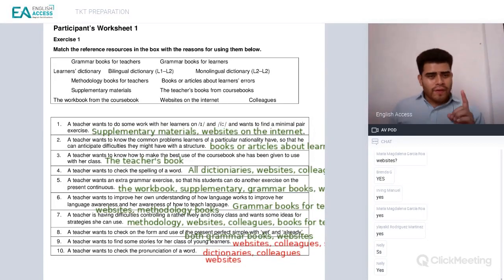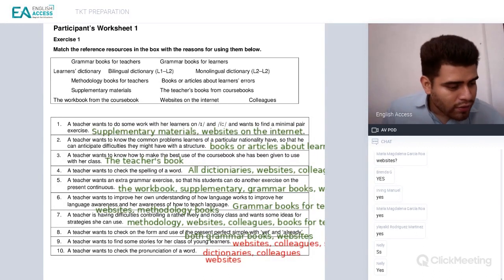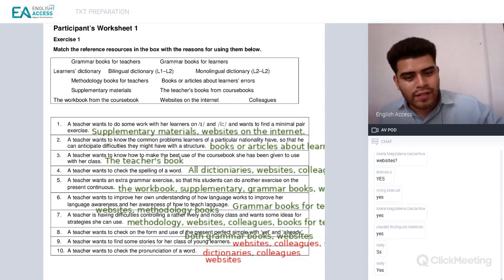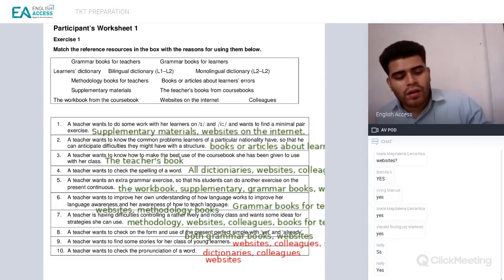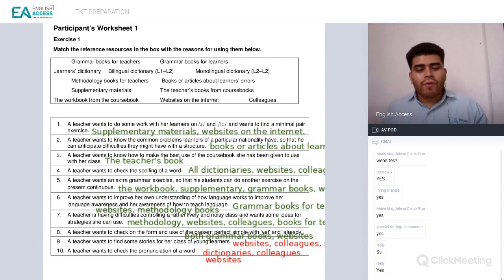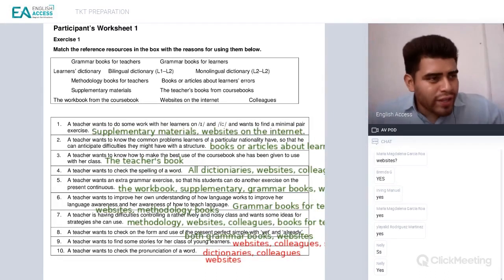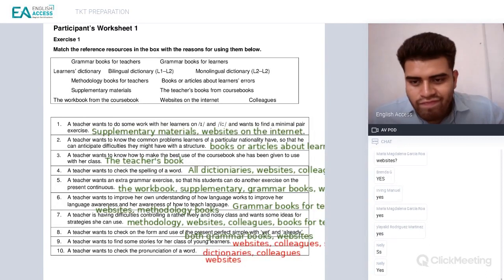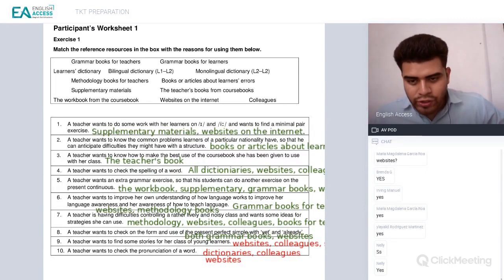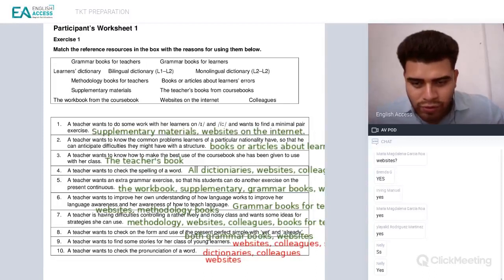The first thing we did is the sequencing of the lessons. Now, when we are sequencing our lessons, what goes first? Drilling or focusing on form? When we are teaching language, what should be done first? Drilling or focusing on the language?